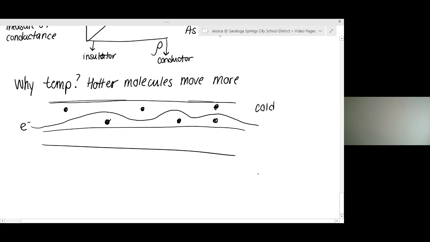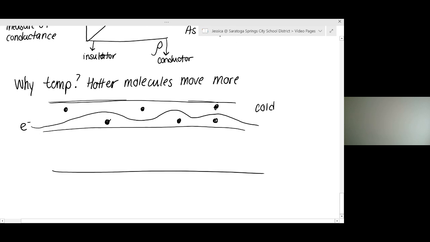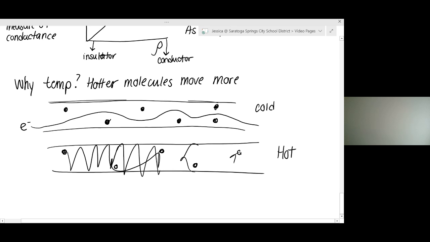However, if we have that same wire, and that wire is hot, those same molecules are not going to be at rest. Instead, they're going to probably be bouncing all over the place, which means that the electron is now going to have a much harder time getting through, because in order to travel through, it has to, in a sense, make its way through all of these molecules. So it's going to probably bump into some and have a much more difficult path getting through.